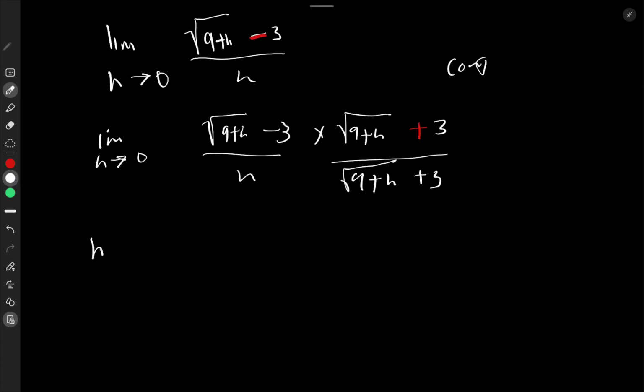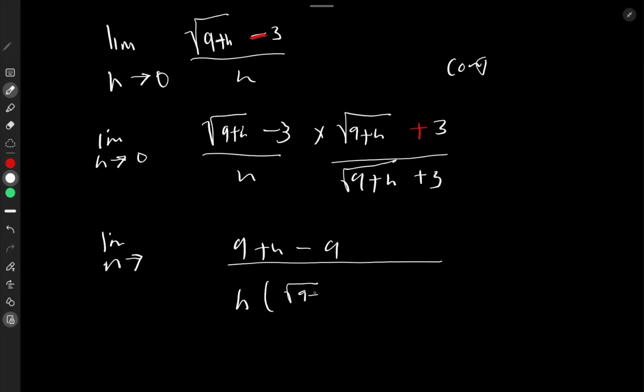With the difference of two squares, we don't really have to worry much about it, because we just take the term and square it. If we square this, we'll have 9 plus h, and then if we square this one, we'll have minus 9, which is 3 squared. That should be all over the h that we already had, and the conjugate that we just multiplied by, √(9+h) plus 3.